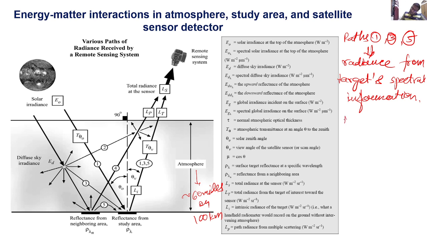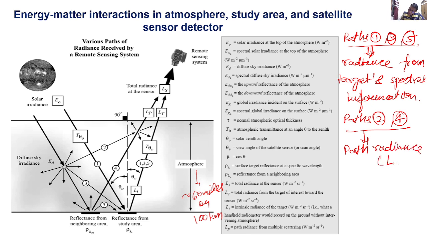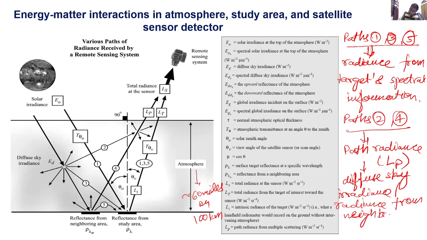Okay, now let's look at paths 2 and 4. This is technically known as path radiance, depicted as LP. So this is primarily the diffuse sky irradiance. Paths 2 and 4. These paths never actually reach the study area. So this is basically the diffuse sky irradiance, or radiation, or radiance from neighbors, but not from the target.